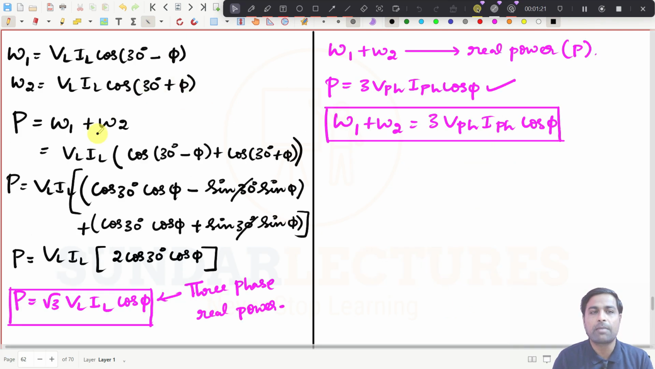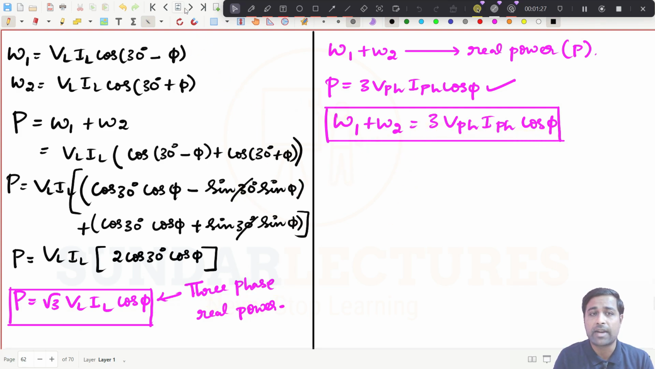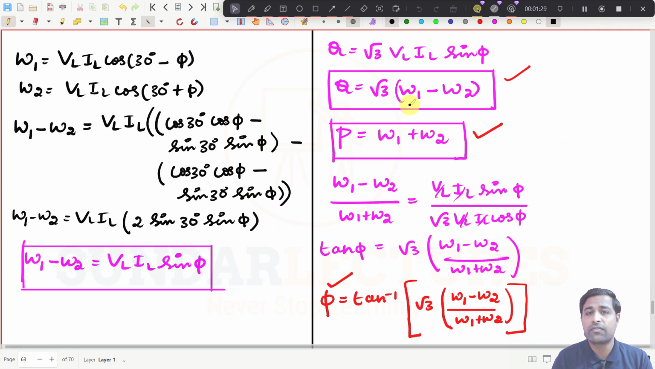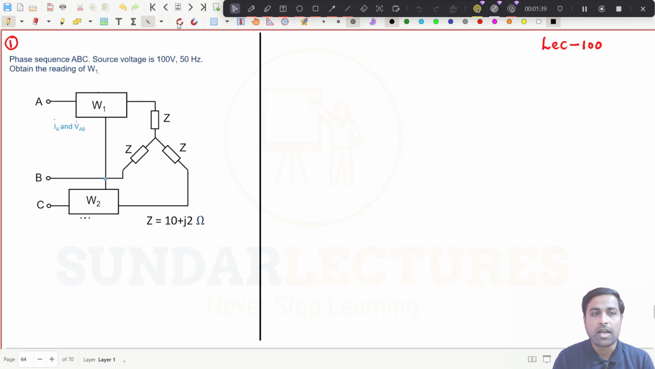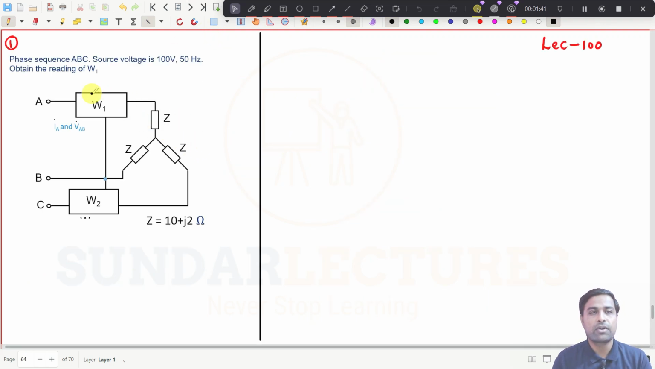With W1 and W2, if you add these two, you get the real power. And if you subtract W1 and W2 and multiply with root 3, you get Q, that is the reactive power. That is also what we found. And now today we will go for the problem.